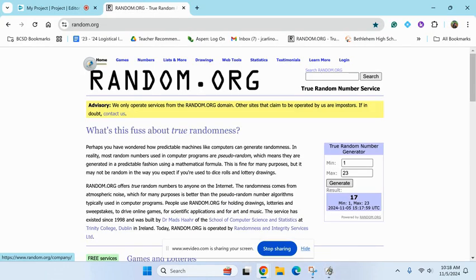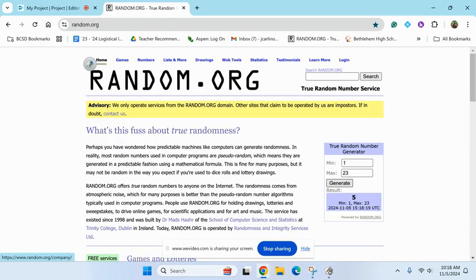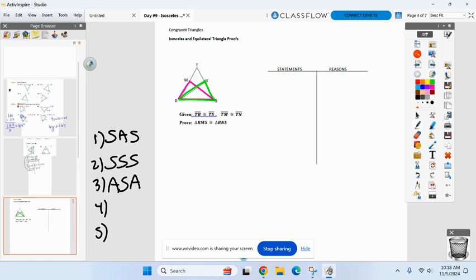Let's keep it going. 3 more methods. Scotty, another one? ASA. Yep. Angle, side, angle. Side better be in between. If it's not, it's still okay because we have another method. Violet, another one? Yep. If the side's not in between, you're still okay.